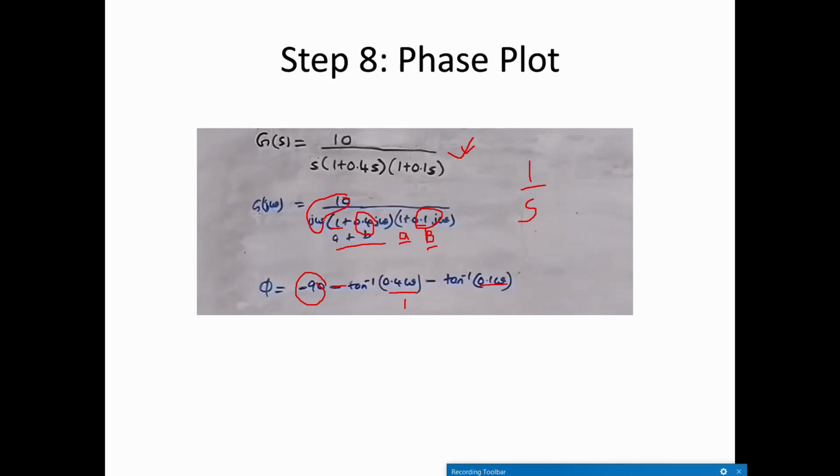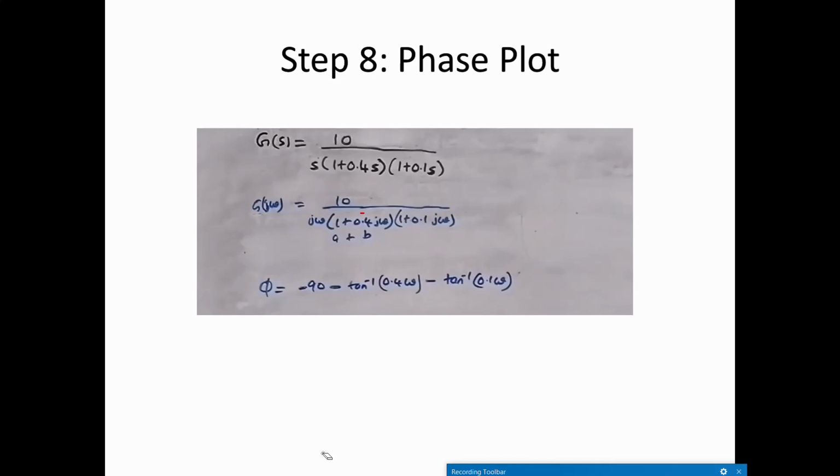Why is it minus? It is minus because this j omega term is in the denominator. If the j omega term were in the numerator, then this wouldn't be minus, it would be plus. If all the denominator terms were in the numerator, phi would have been plus. As all the j omega terms or s terms are in the denominator, the phi or the angle will be negative.